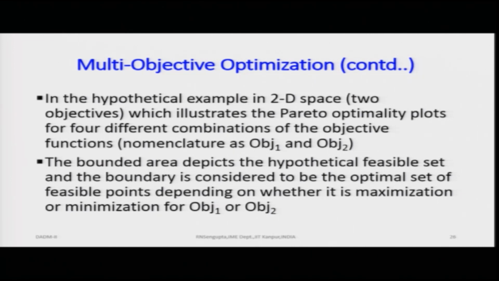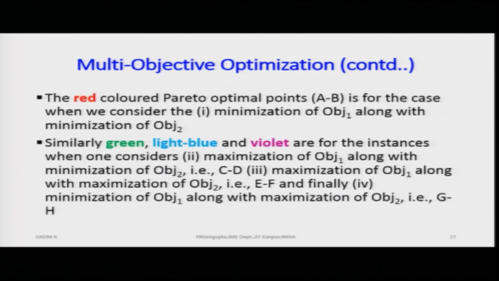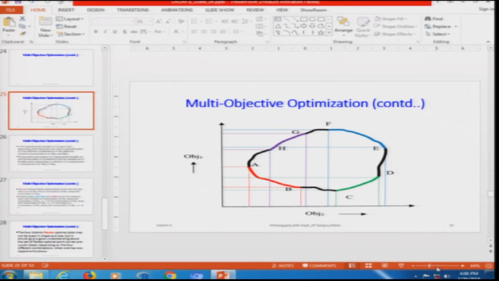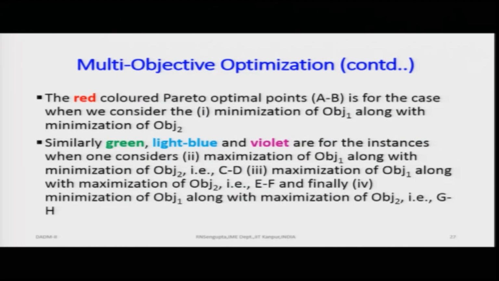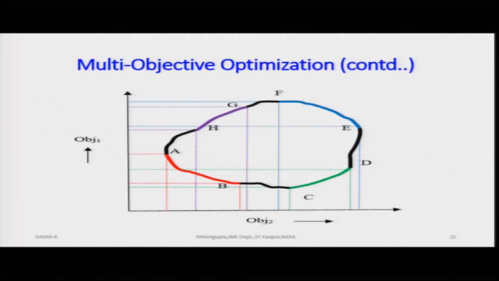So, the color schemes would now become important. The red line which you considered, for the first time I will switch between this graph. So, let me make it just next to each other. So, this is the graph. Here it is the red one. So, AB, if I consider, is for the case when we consider minimization of objective 1 along with minimization of objective 2. Let us see. I am trying to minimize both of them. So, considering this, I would have this area.